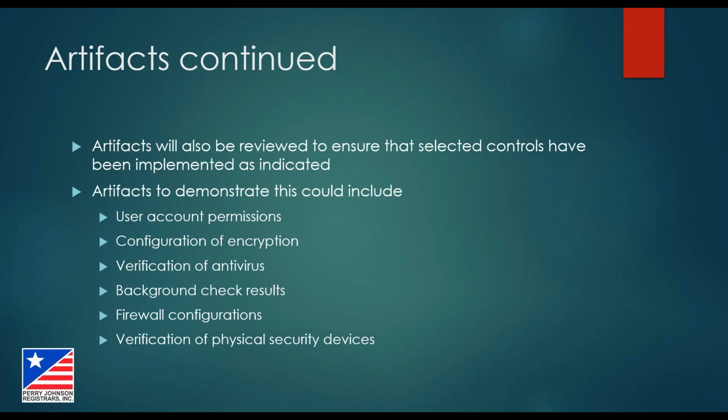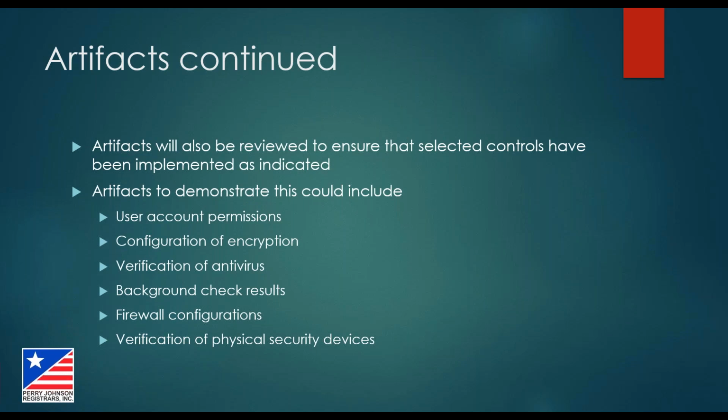Other types of artifacts that would be more geared towards verifying that the controls are implemented effectively could be things like looking at user account permissions in Active Directory or Office 365 or Microsoft 365 or whatever platform you're using. We might want to see that certain disks or servers or storage environments that hold certain kinds of data are encrypted as required. So we need someone to pull that up and show that to us. We might want to check a few users' machines and just verify that antivirus is running and that it's up to date.